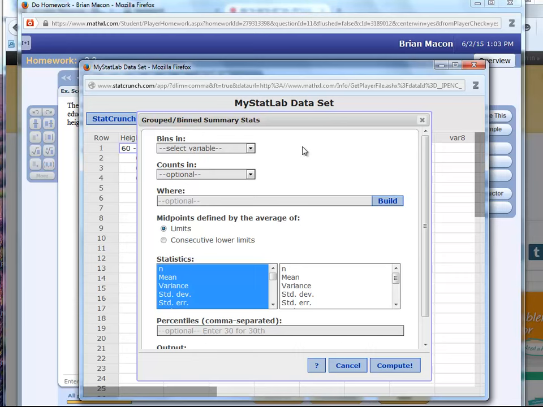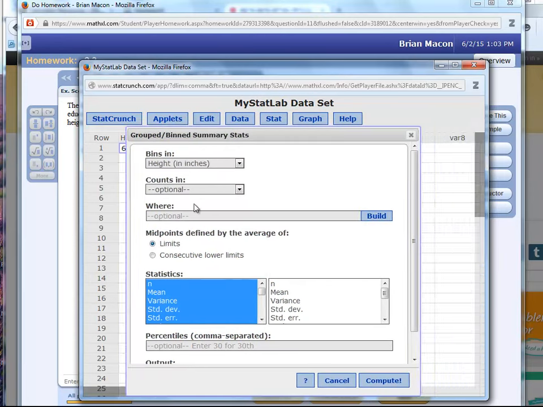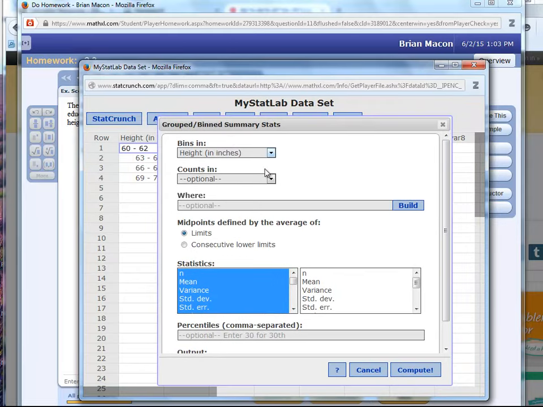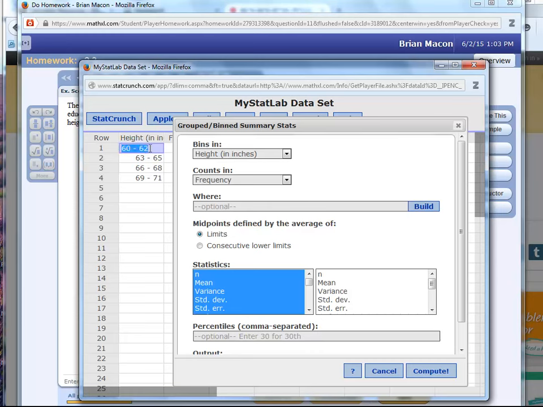When I choose grouped bin data, my bins were the heights, so I'm going to choose the heights as my bin, right? And then my counts were the frequencies, right? And then what are the midpoints? Remember the midpoint, if I look at this first grouping here, is the average of the lower and upper class limit. So that's what this is right here. It's not consecutive lower. I'm not finding the average between 60 and 63. I'm finding the average between 60 and 62.